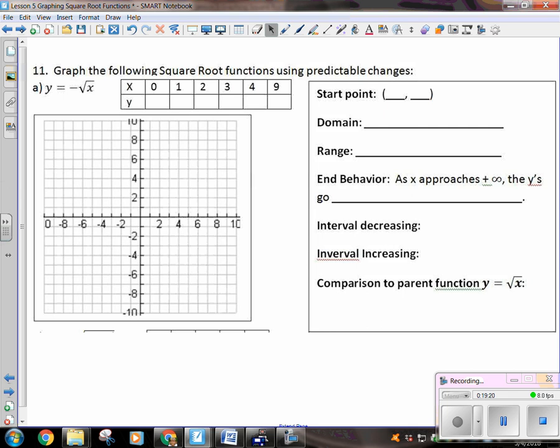What's the only thing that's going to happen in 11A? It's going to flip down. So the same numbers I had a while ago, 0, 1, 1.4, 1.7, 2, and 3, they're all going to now be what? They're all going to be negatives, because the negative out front is going to make them all be negative. So 0, 0, over 1, down 1, over 2, down 1.4, over 3, down 1.7, over 4, down 2, and over 9, down 3.